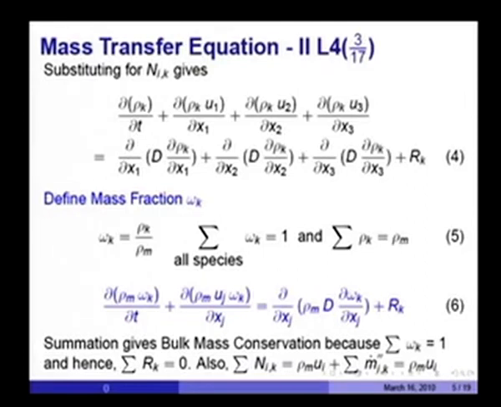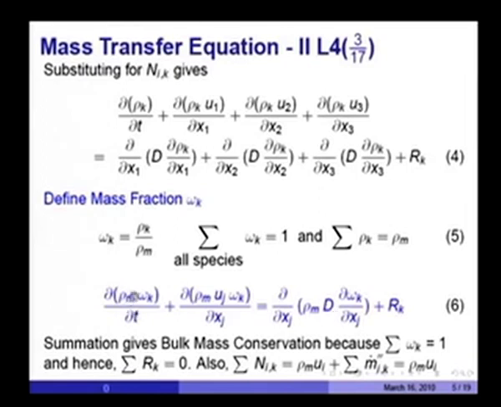The notion behind Dalton's law is that each species behaves as though it occupies the volume of the total mixture. So, if I were to substitute now rho k as rho m multiplied by omega k, this equation would be written in tensor notation in this fashion. This is called the mass transfer equation. It has a transient term, a convection term, a diffusion term and a source or a generation term.